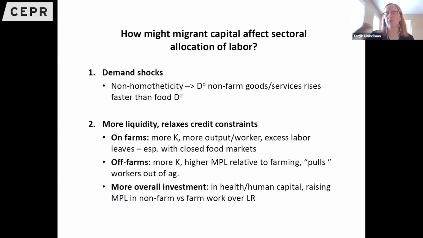And that's going to pull workers out of the agricultural sector, at least initially, until the money runs out. At the same time, when there's more money coming into these communities, there's going to be more liquidity and potentially relaxed credit constraints, both on farm and potentially off farm. So we could actually see investments in farm activities or in off farm activities improve. And then thirdly, with more liquidity, there's potentially more investment in health and human capital as well, raising the marginal productivity of labor in different sectors in the next generation.